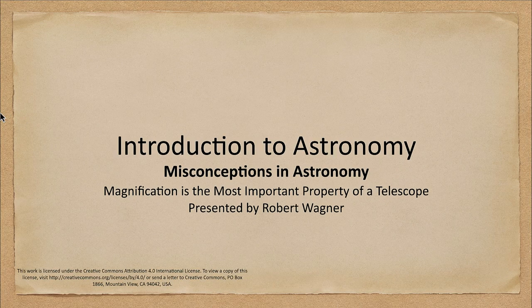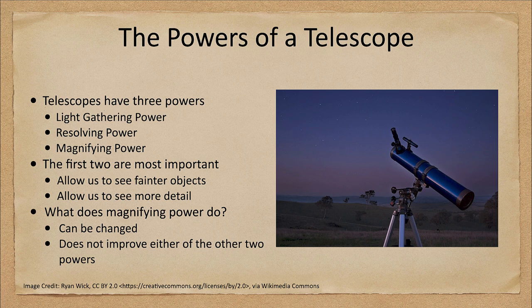In this week's Misconception in Astronomy, we are going to look at the idea of magnification of a telescope and understand why it is not the most important property when we are looking at telescopes. So let's get started. What you know is that telescopes are what we use to view astronomical objects.